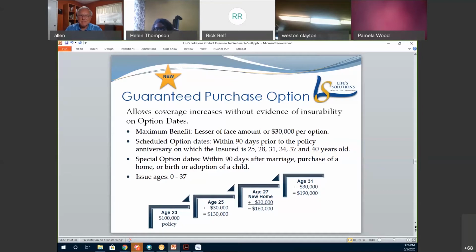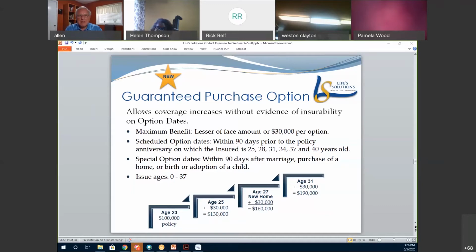So what we've done here with this rider, there are 6 times they can take advantage to increase up to $30,000, the lesser of the face amount or $30,000 each time. That's at ages 25, 28, 31, 34, 37, and 40. But then in addition, you have opportunities within 90 days after they get married, or 90 days after they purchase a home, or within 90 days after they give birth or adopt a child.